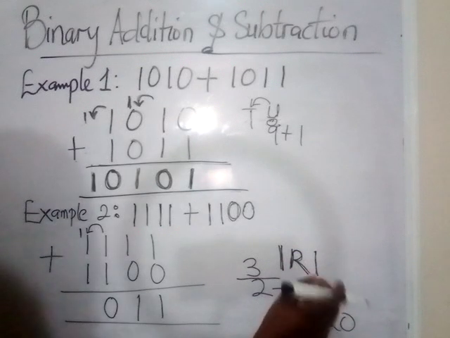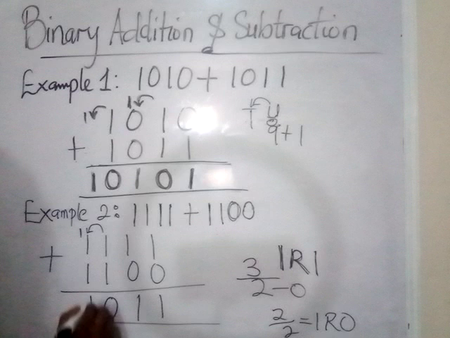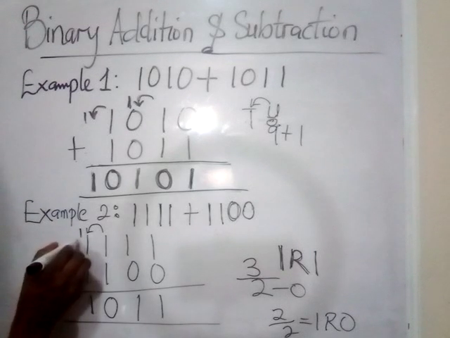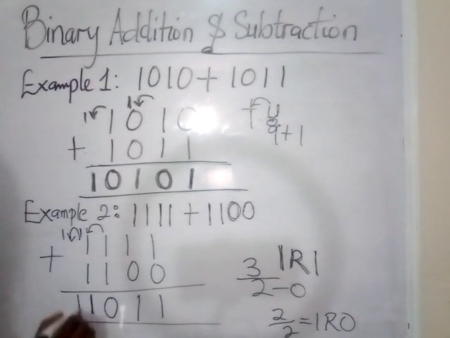This remainder of 1, you are going to write it. Remember, you write the remainder. And the 1 that is spilling over from here moves to the next position as 1. So 1 plus nothing will still give you 1. I hope it is clear.